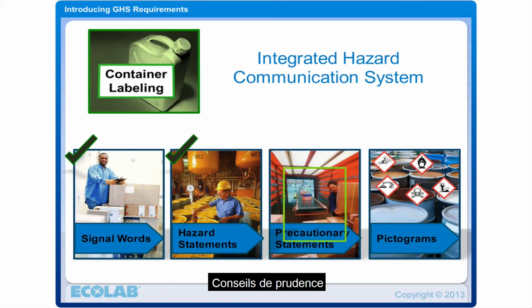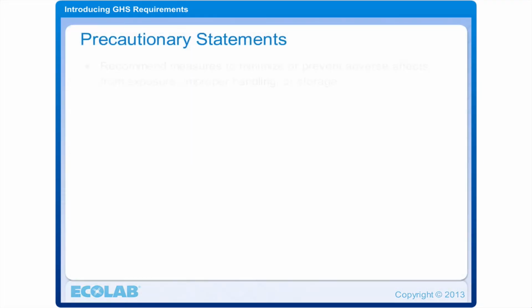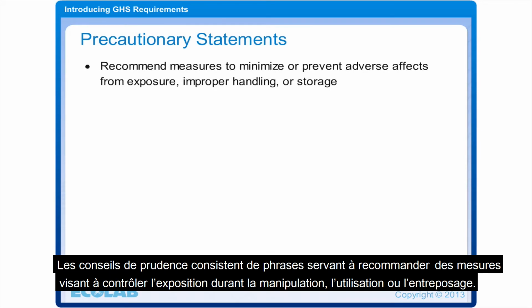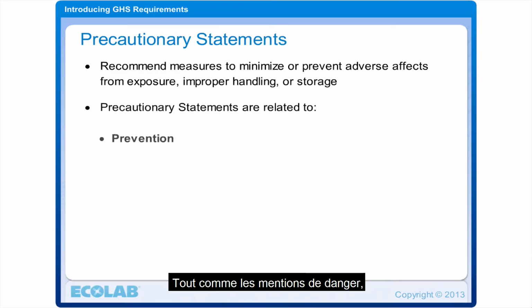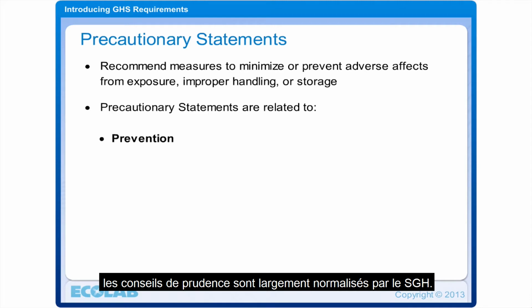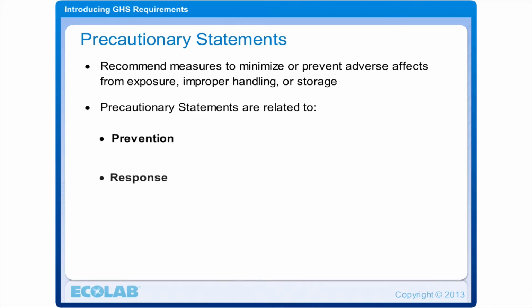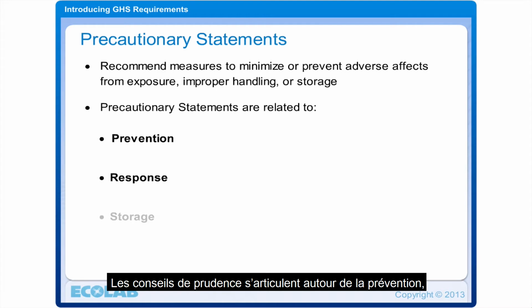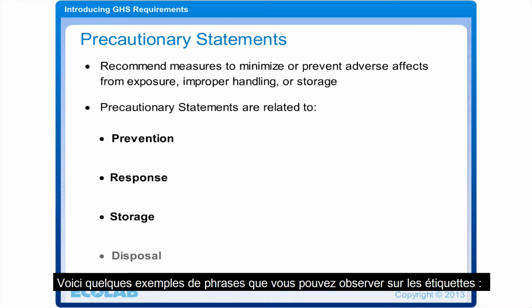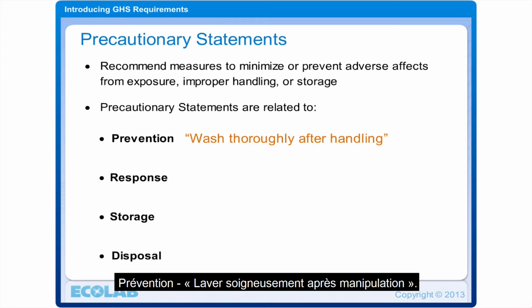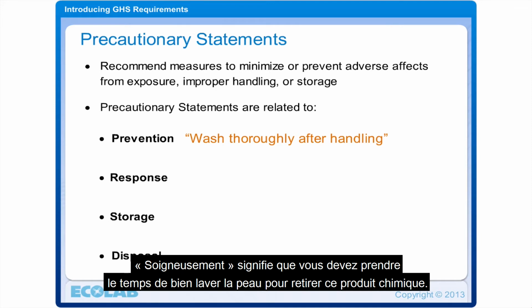Now let's take a look at precautionary statements. Precautionary statements are phrases that recommend exposure control measures during handling, use, or storage. As with hazard statements, precautionary statements are largely standardized by the GHS. Precautionary statements are related to prevention, response, storage, and disposal. Some examples of phrases you can see in labels include wash thoroughly after handling. Thoroughly means take your time when washing your skin from this chemical.